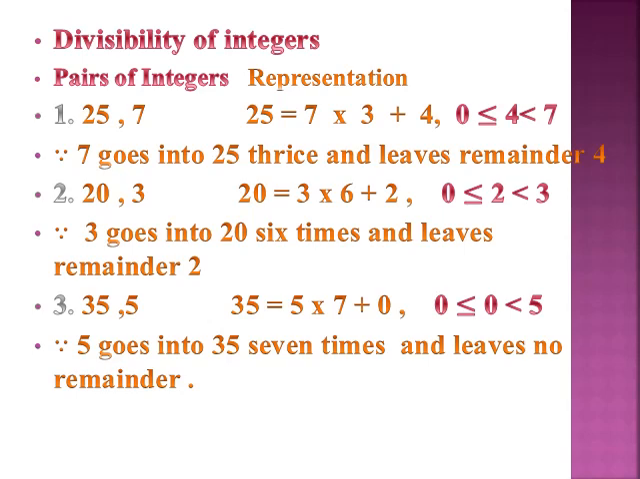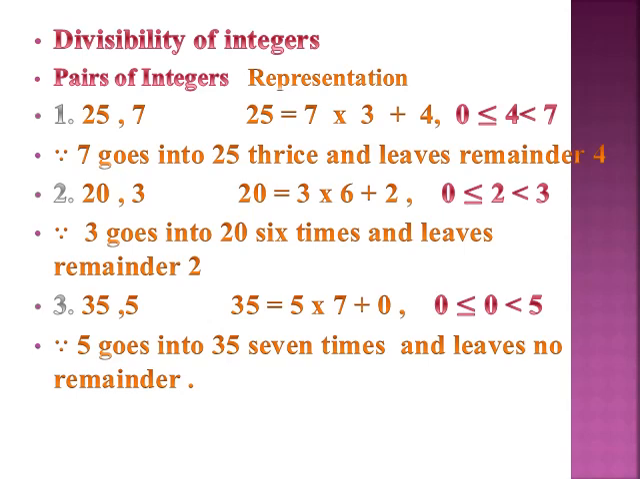Now it means 7 goes into 25 thrice, that is, you can take out 7 three times from 25, and it leaves the remainder 4. If 25 chocolates are there, you can make a group of 7 chocolates 3 times and 4 chocolates remain, that is the remainder.